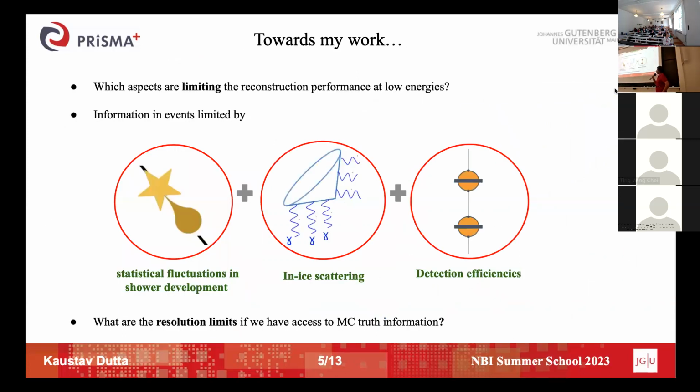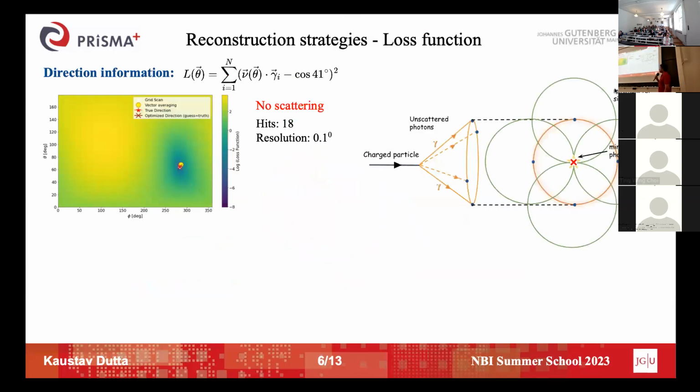Okay, now towards my work. I'm interested in knowing the aspects which are limiting the reconstruction performance at lower energies. Usually the directional information of the charged lepton is smeared out by a transverse hadronic shower, which develops whenever a neutrino interacts with the ice. Also, photons scatter whenever they travel in ice, and our sensors have a limited detection efficiency. Finally, what I want to answer is what the resolution limits are if we have access to this Monte Carlo truth information. Now, towards the reconstruction, I have a twofold approach here.